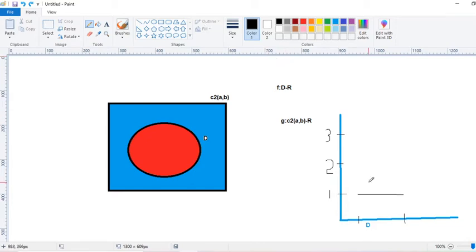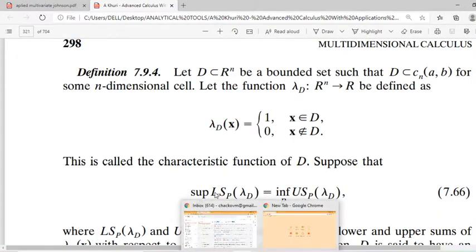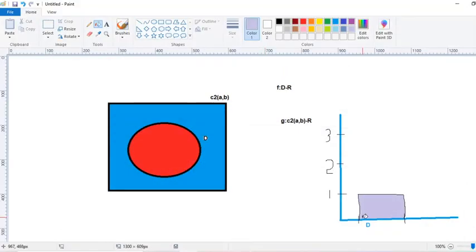So let us shade this part. This will be the integral value, the area under this curve. I want to show you that the lower sum of this function and the upper sum of this function over this region are the same. So the infimum of the upper sum equals the supremum of the lower sum.